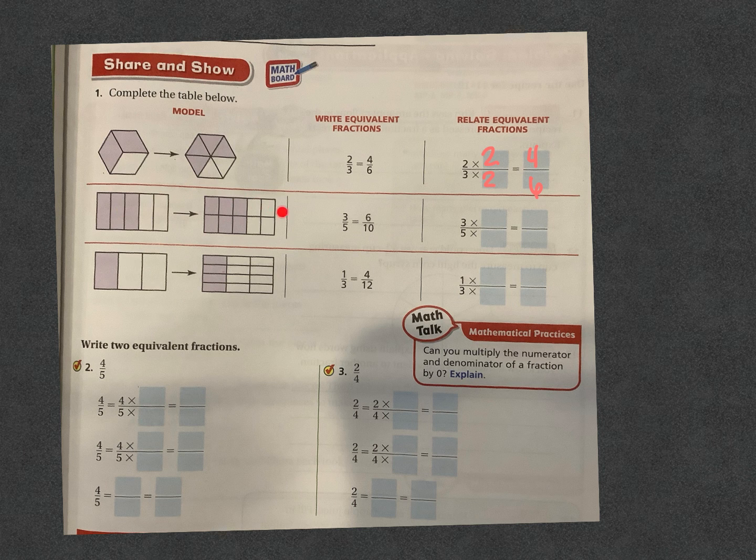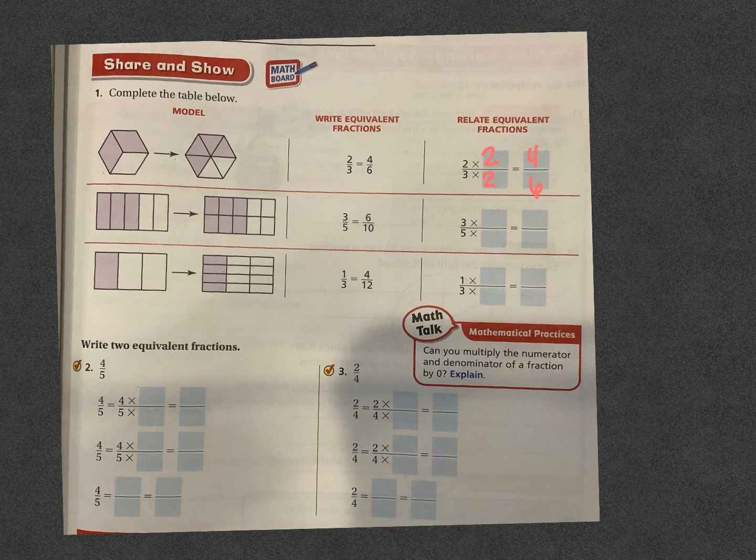Let's take a look at the visual. We have 1, 2, 3, 4, 5. We have fifths. 1, 2, 3 of them shaded, 3/5. And over here we have 10 total with 6 of them shaded. You can see visually these look equivalent.